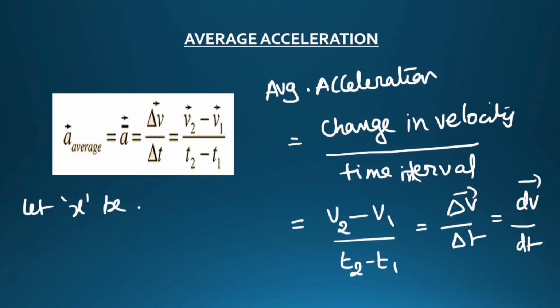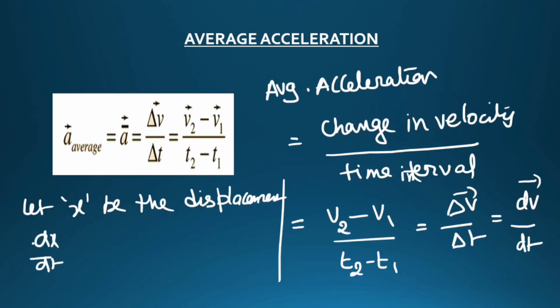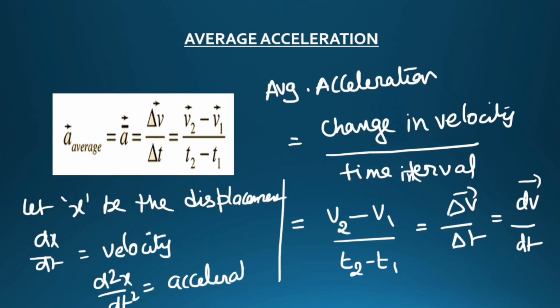Remember, let x be the displacement. dx by dt, it is not d into x, not d into t. dx by dt is the velocity which gives velocity of the body, and d square x by dt square gives the acceleration of the body. Right. Hope you understand the concept of acceleration.